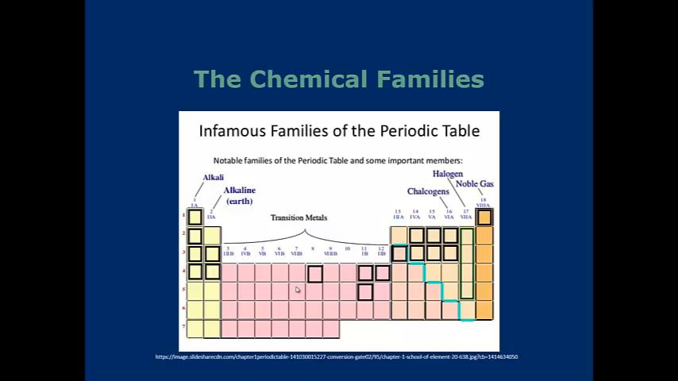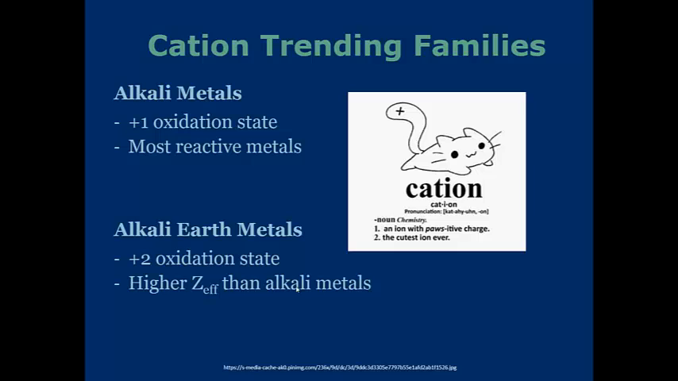As promised, let's go into the chemical families and their different reactivities. Starting first with cation trending families. If you remember, cations are going to have a preference to be positive. There are two that we will discuss primarily. However, transition metals often are cations as well, but we'll get into those a little bit later. The first one we'll go into are alkali metals. This is column 1. These generally have a +1 oxidative state, and they are the most reactive of the metals.